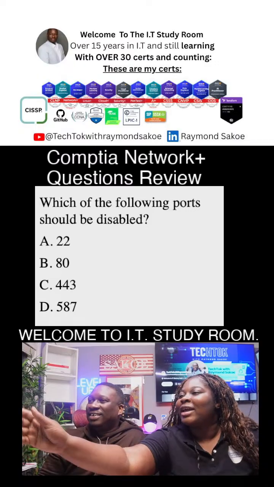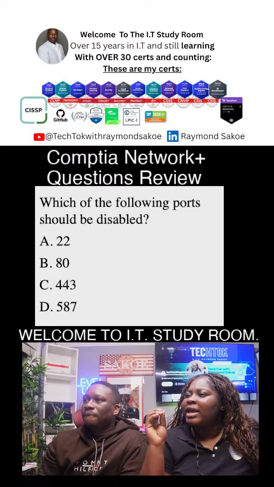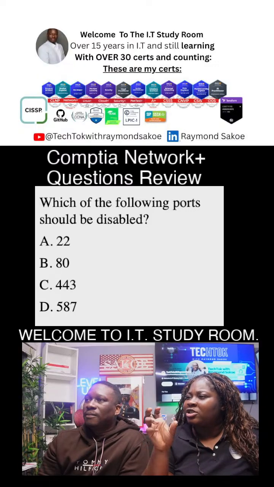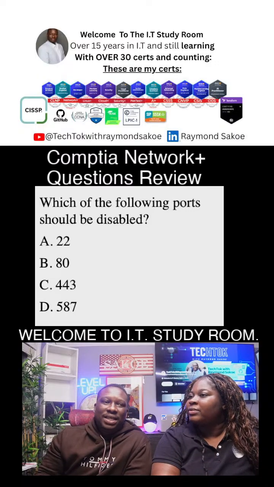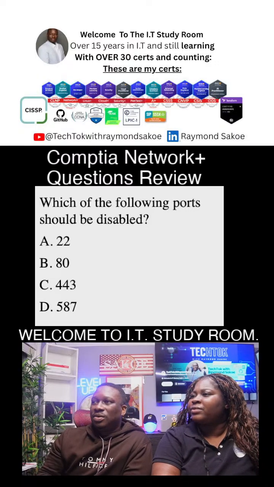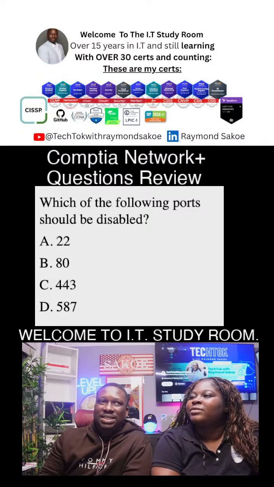Ken has a question. Ken's question is, is it because port 80 has no certificate that is what is making it not secure? It doesn't have any TLS encryption or SSL. I mean, SSL is old and weak, but it doesn't have any TLS encryption.